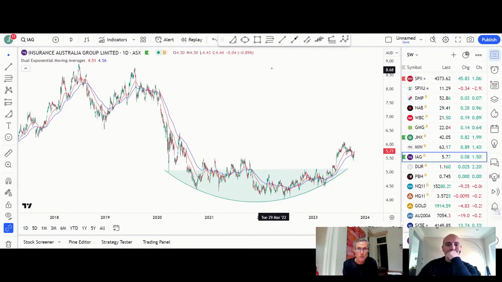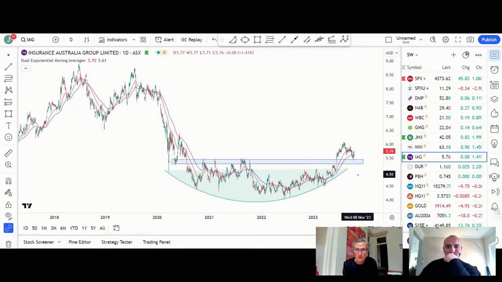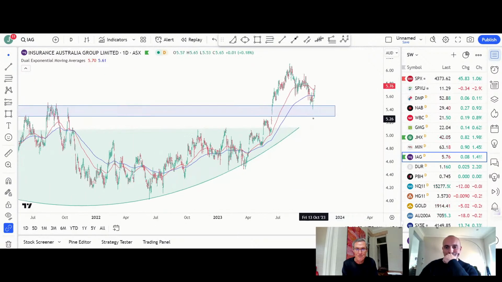I might look at a resistance point. You can see some resistance comes along there. We spoke about support and resistance a couple of weeks ago. Some clear resistance, you've got a rounding bottom, the moving averages cross, and you get a breakout. That becomes quite an interesting situation. So this is a current pattern in progress, you could say, because this is IAG. It's sitting above that, and that resistance is now support.